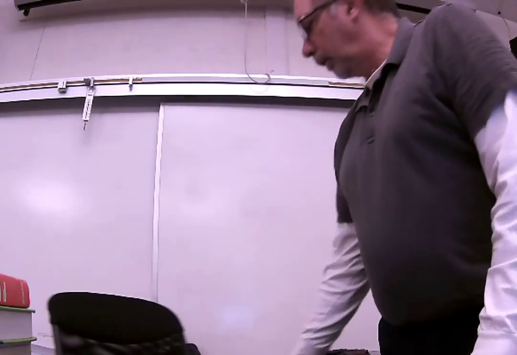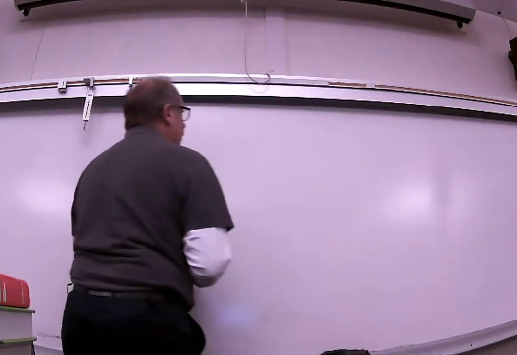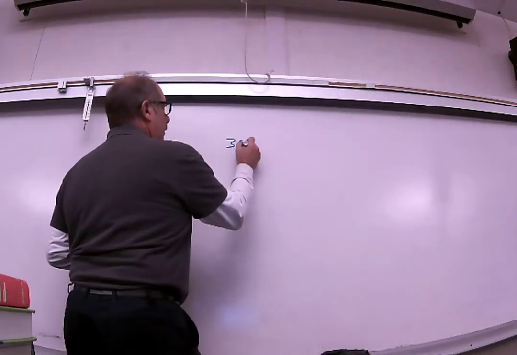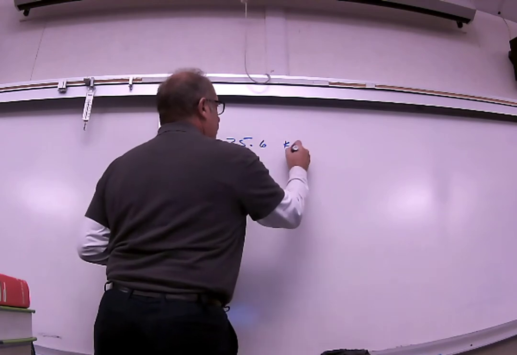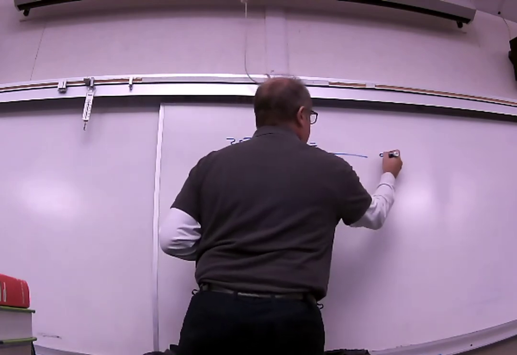All right, so let's go over the daily two for today. The first one is a conversion. So the conversion is: 35.6 kilograms is equal to how many grams?